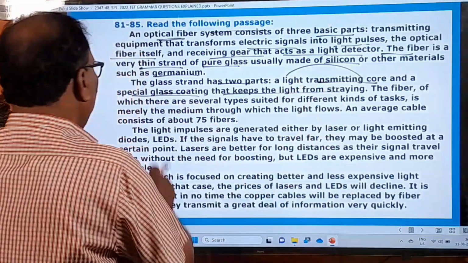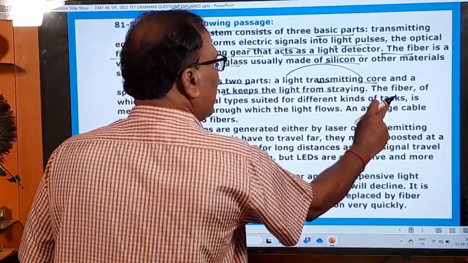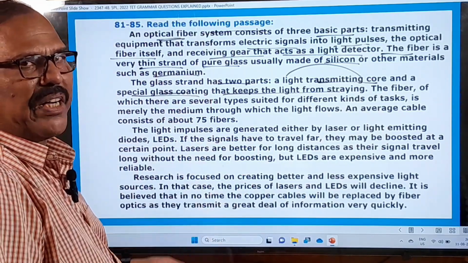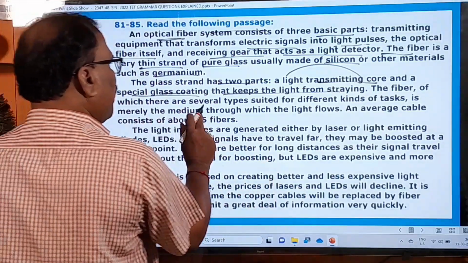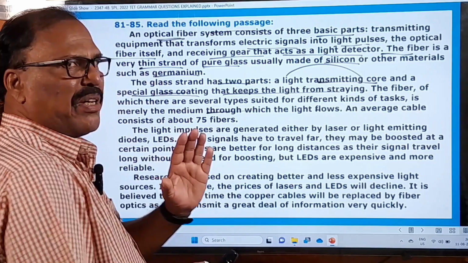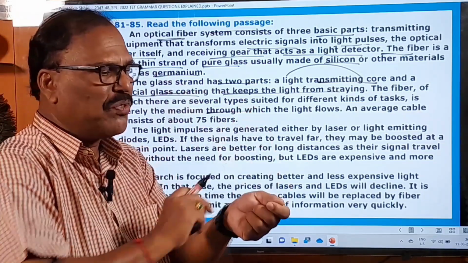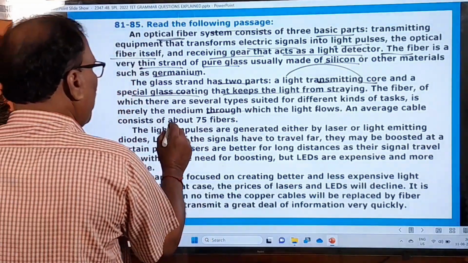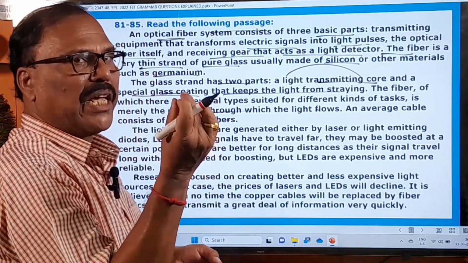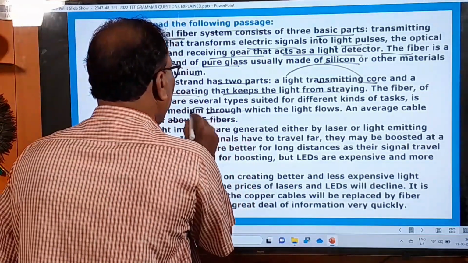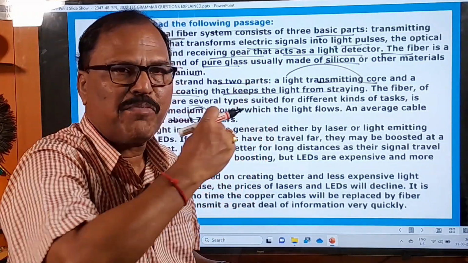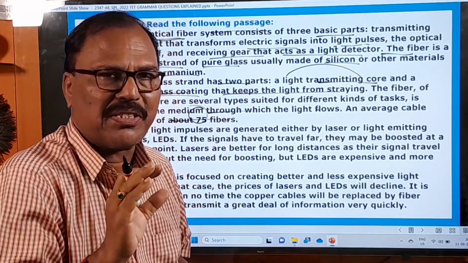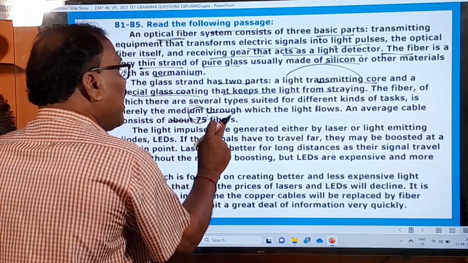The fiber, of which there are several types suited for different kinds of tasks, is used for different purposes. It is merely the medium through which the light flows. This fiber is just a wire, a cable, through which light flows. That is the only job it does. An average cable consists of about 75 fibers. In a cable, you can find 75 fibers. Fibers means small, thin wires.